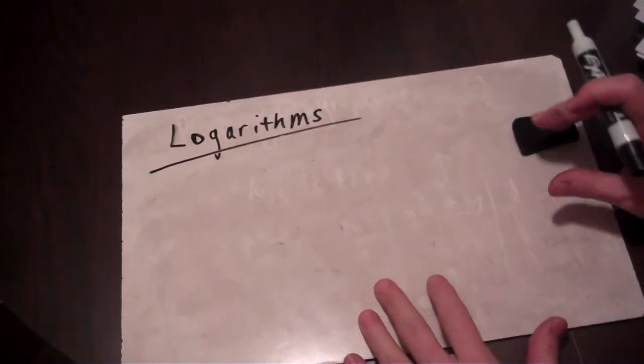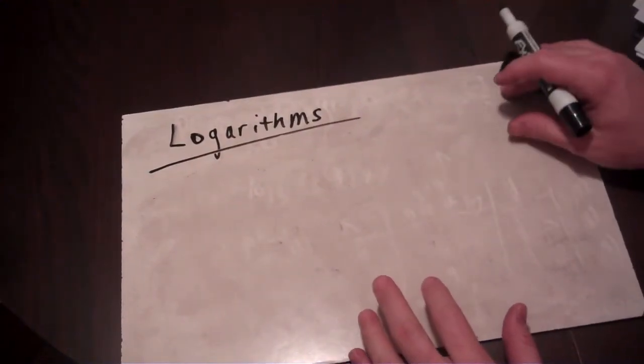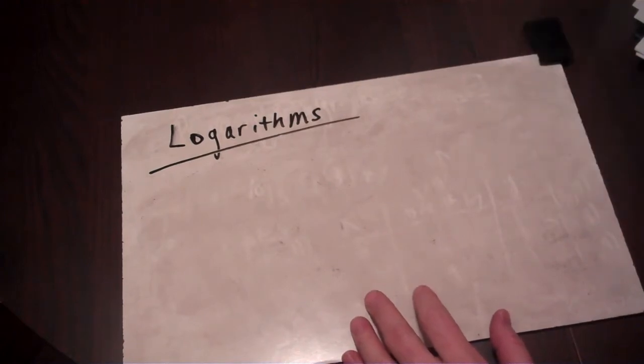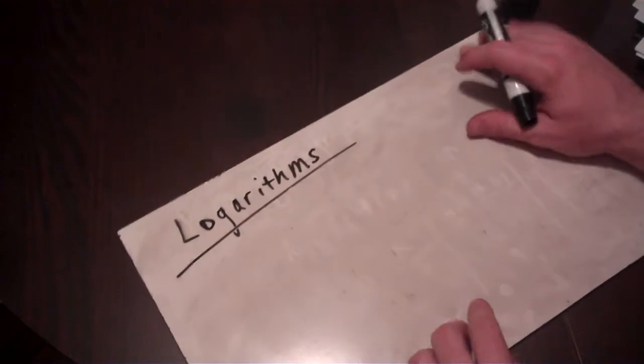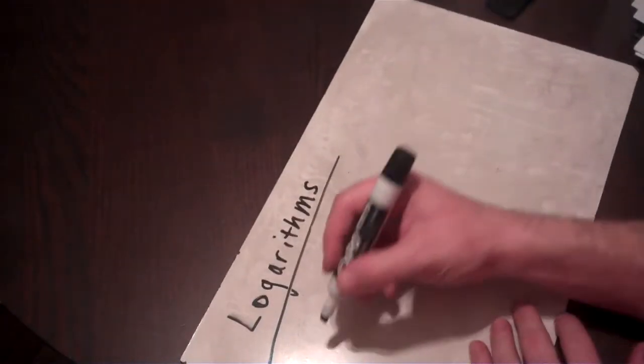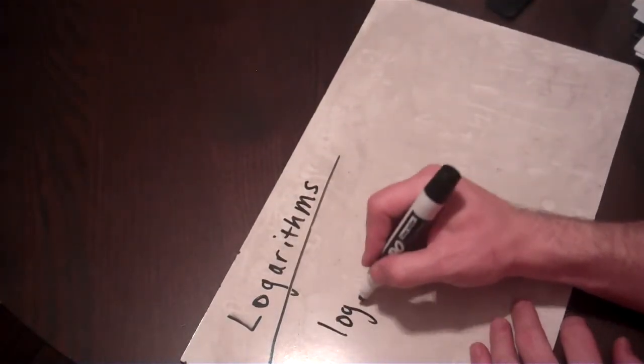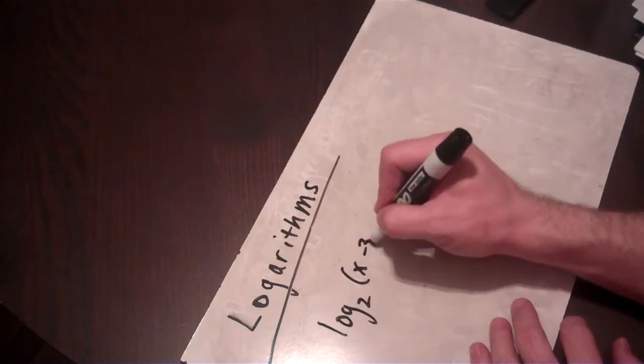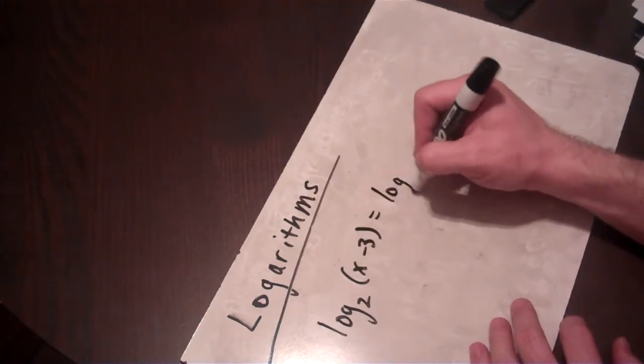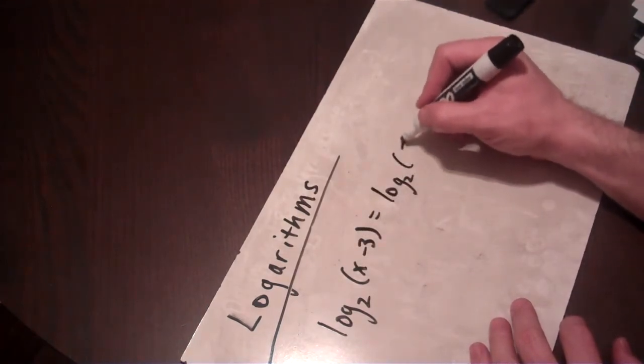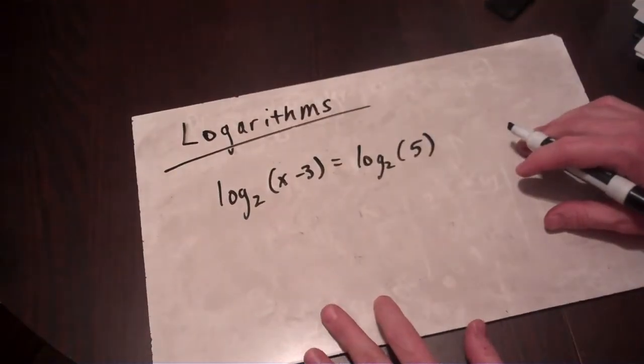I want to talk about solving logarithmic equations. So what we end up knowing is that if we have the log of something equal to the log of something else, like suppose I have the log base 2 of x minus 3 is equal to the log base 2 of 5.